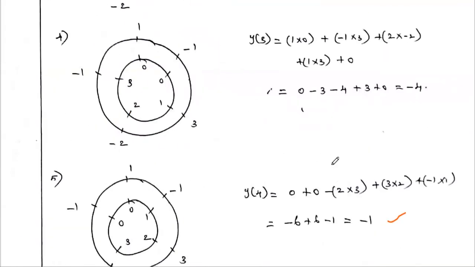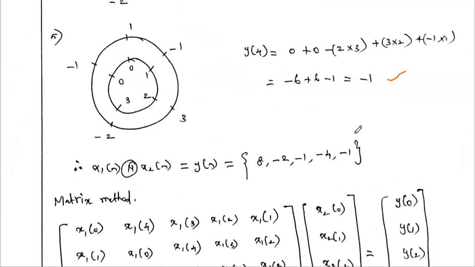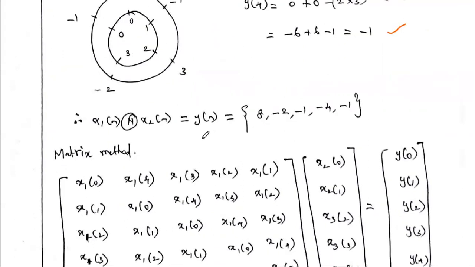Okay, next problem. After calculating all y of 0, y of 1, y of 2 up to y of 4, you have to write down the total output. The total output y of n can be written as 8, minus 2, minus 1, minus 4, minus 1. That is, 8 is y of 0, minus 2 is y of 1, minus 1 is y of 2, this is y of 3, and this is y of 4.